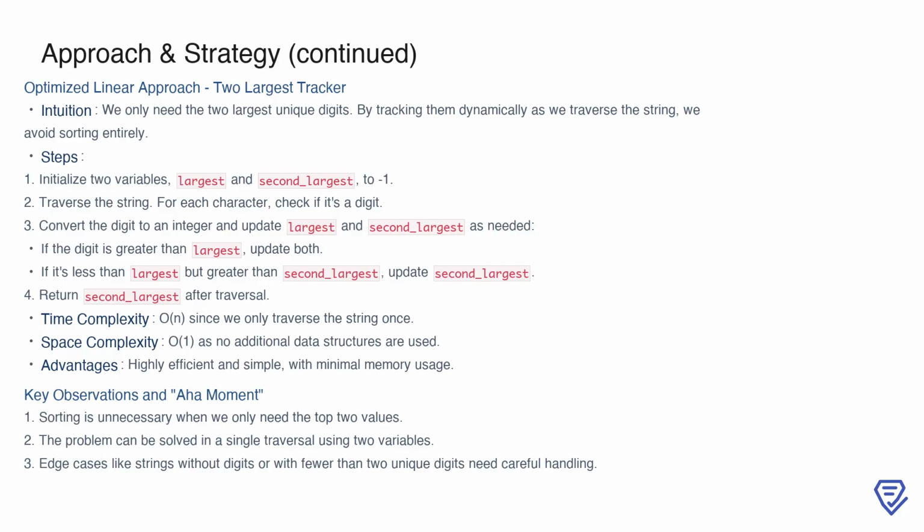This approach is highly efficient, with a time complexity of O(n), since we only traverse the string once, and a space complexity of O(1), because we're not using any additional data structures. Additionally, this method handles edge cases, like strings with no digits or fewer than 2 unique digits, by returning -1 in those scenarios. The simplicity and efficiency of this approach make it a clear improvement over the brute force method.